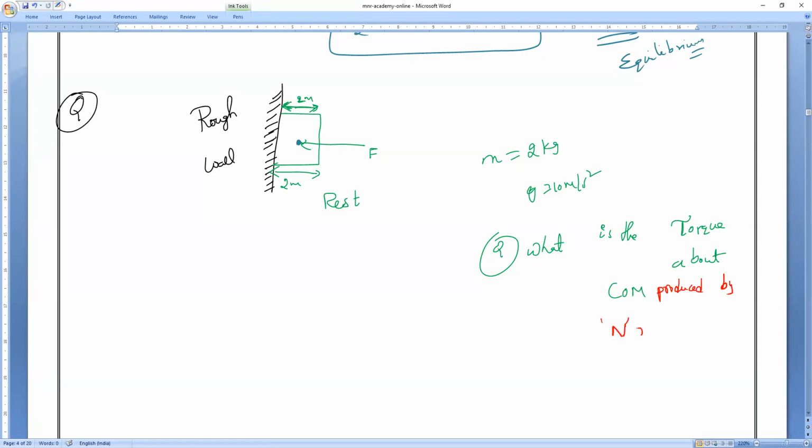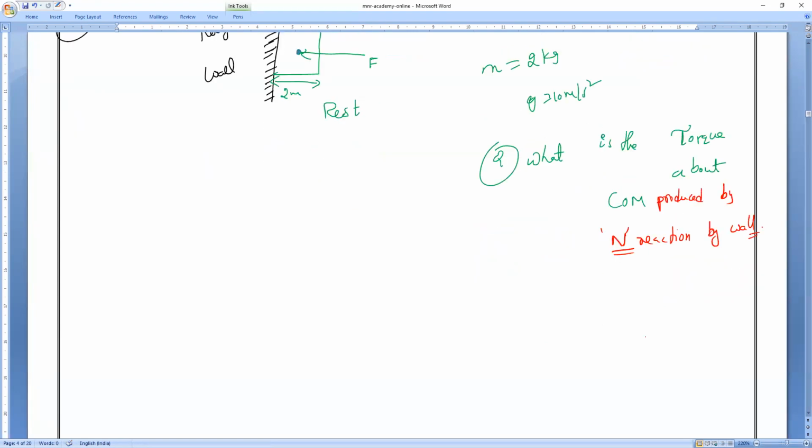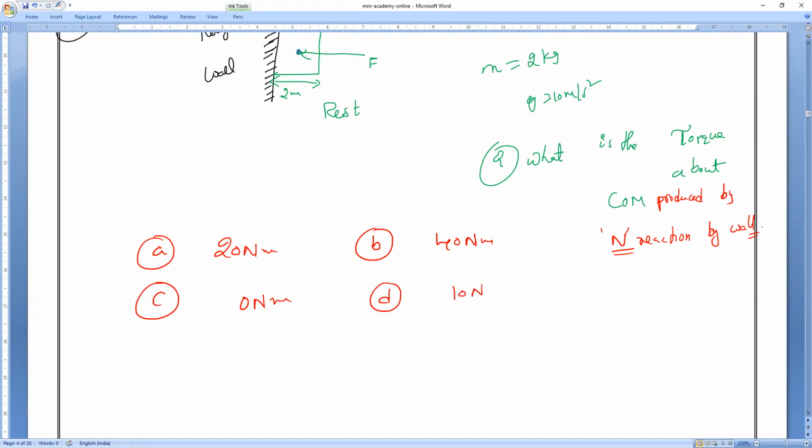Produced by N. What do you mean by N, guys? N is the normal reaction by the wall. They are asking, so be very careful: produced by N. Normal reaction by the wall. Option A, 20 Newton meter. Option B, 40 Newton meter. Option C, 0 Newton meter. Option D, 10 Newton meter.